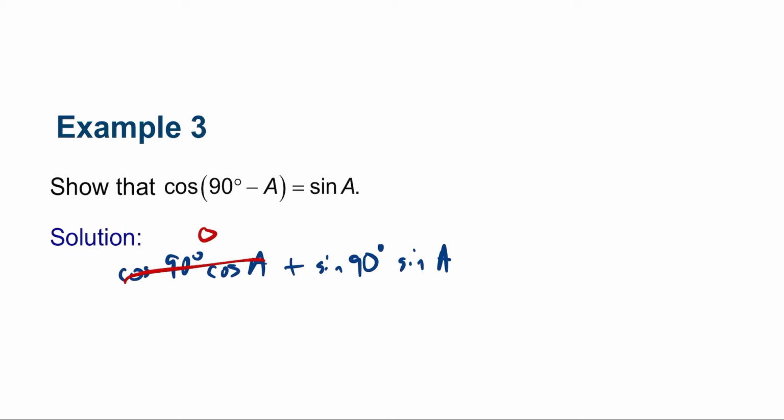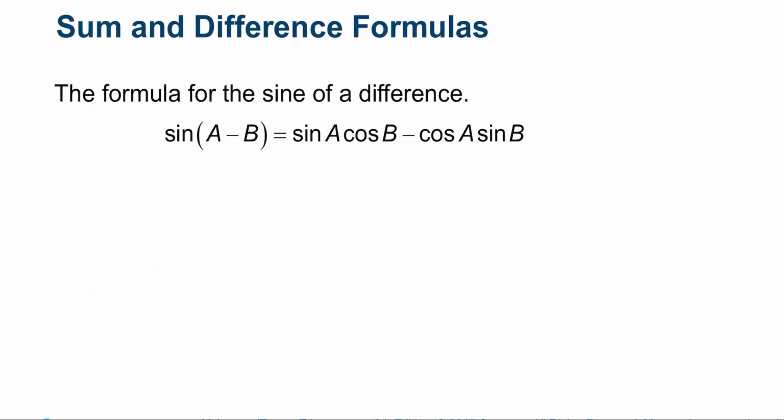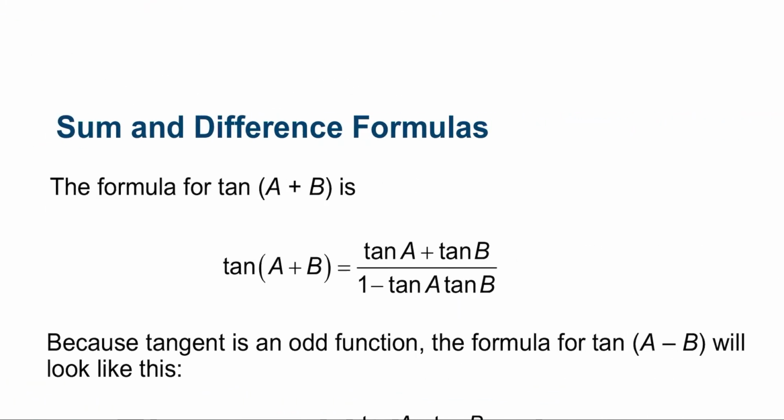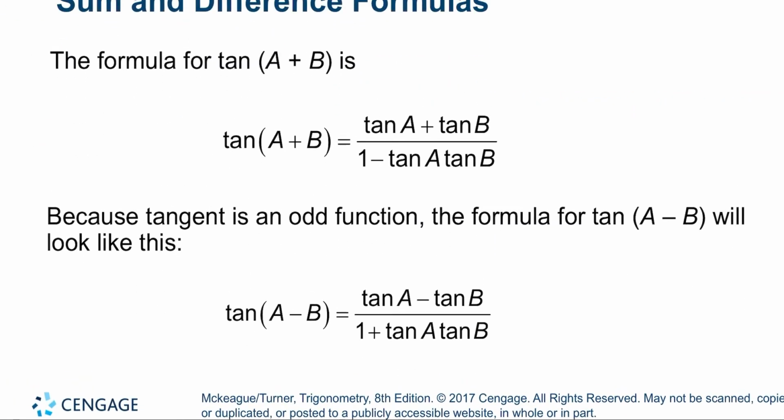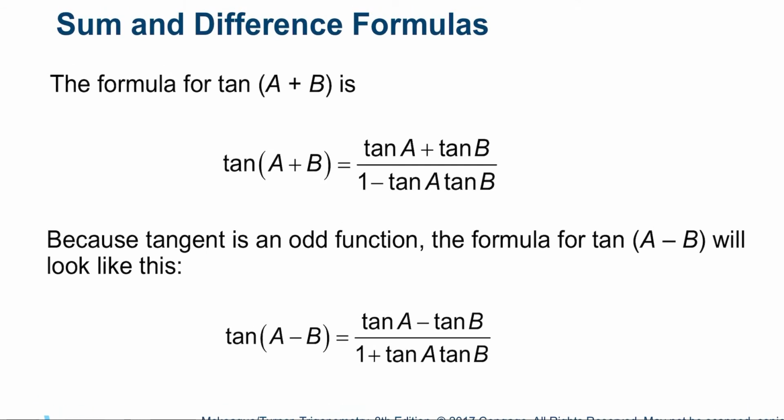And we know that the sine of 90 is 1. So this becomes sine of A, which is equal to the right-hand side. All right, so here's the difference formula for sine. Same thing, the addition one would be the equivalent. The only difference is that if that's plus, then this would be plus for sine. And for tangent, they're here as well. And remember, these are all on your trig formula sheet that I gave you guys.